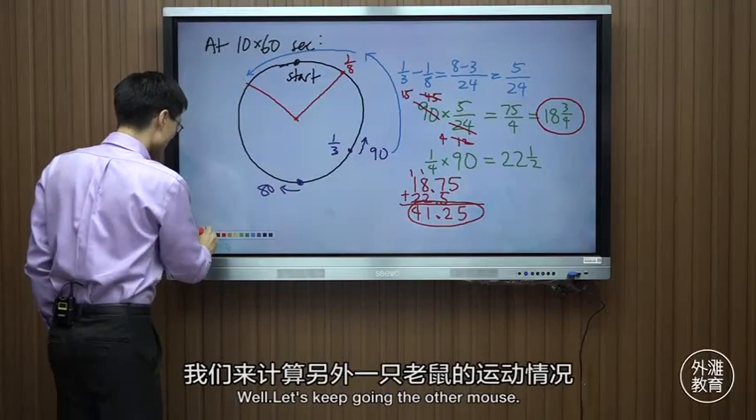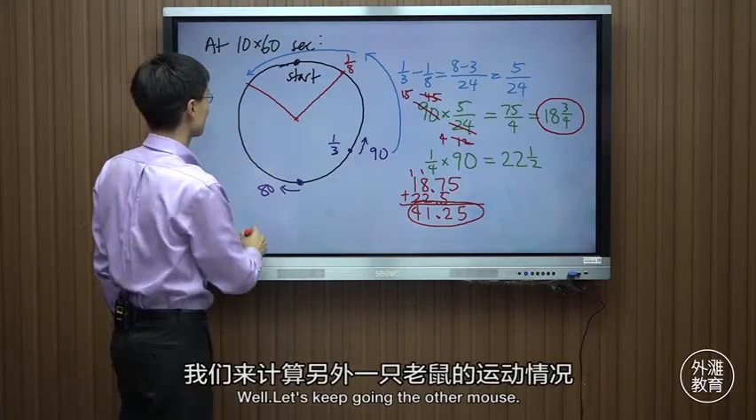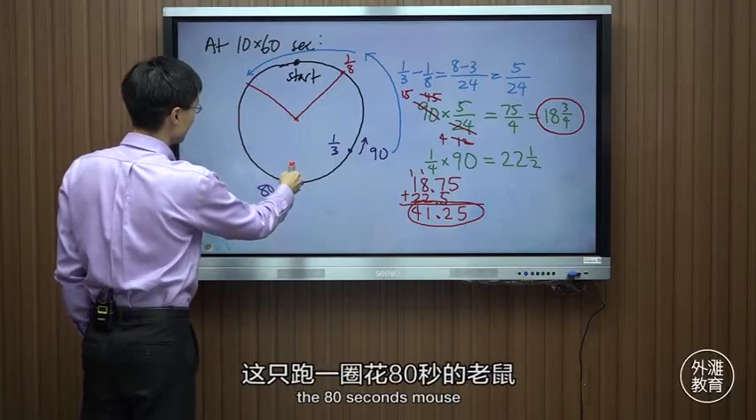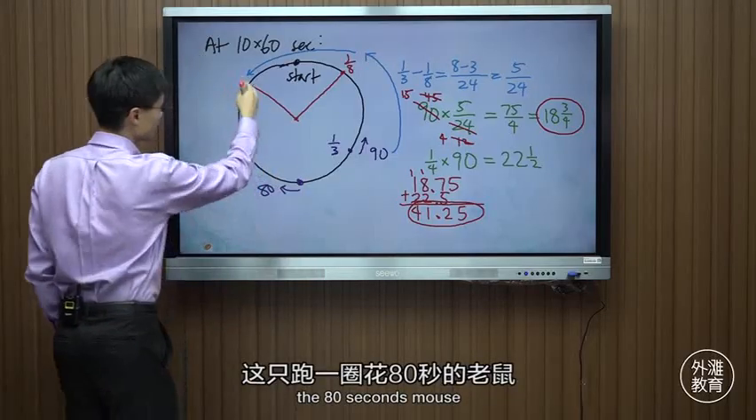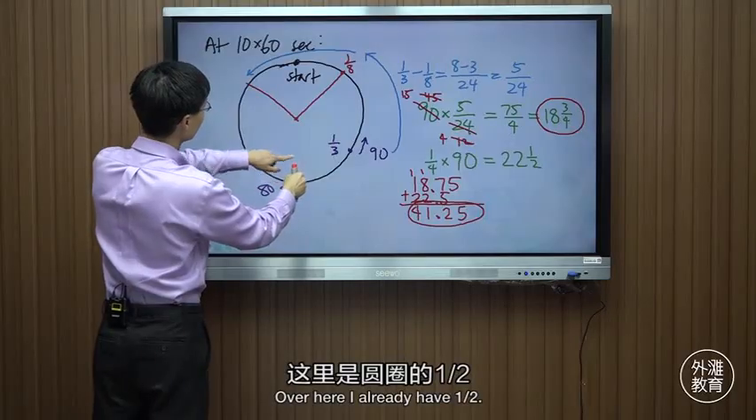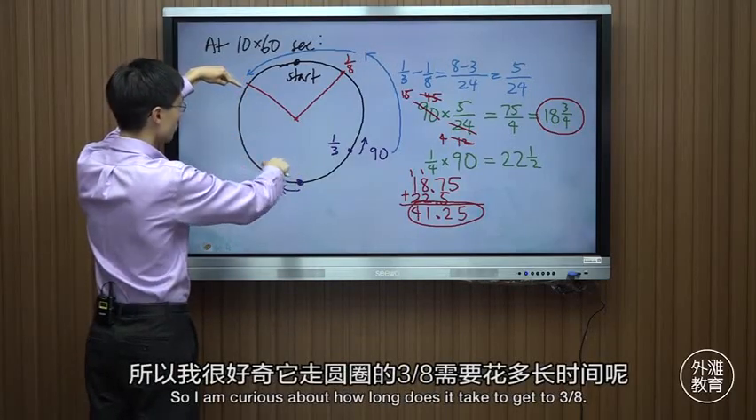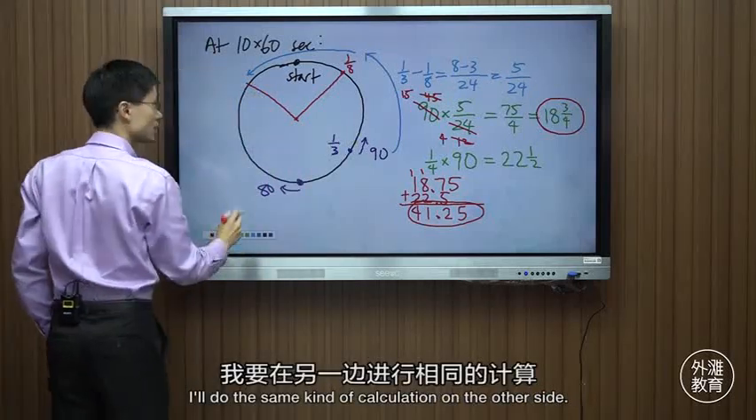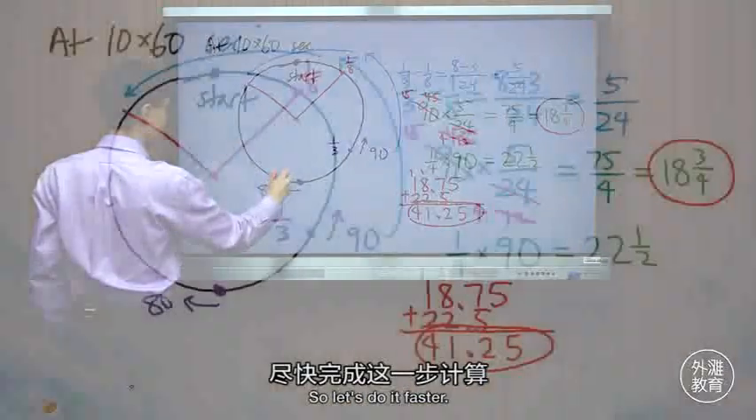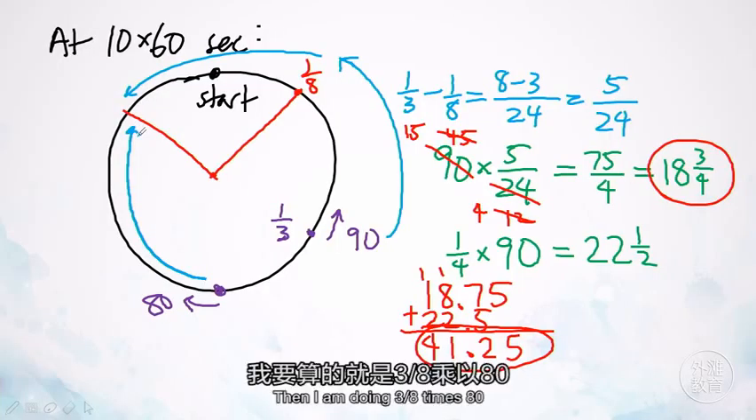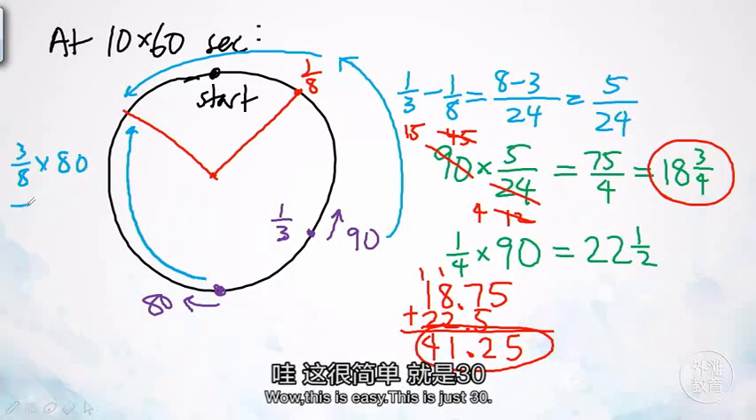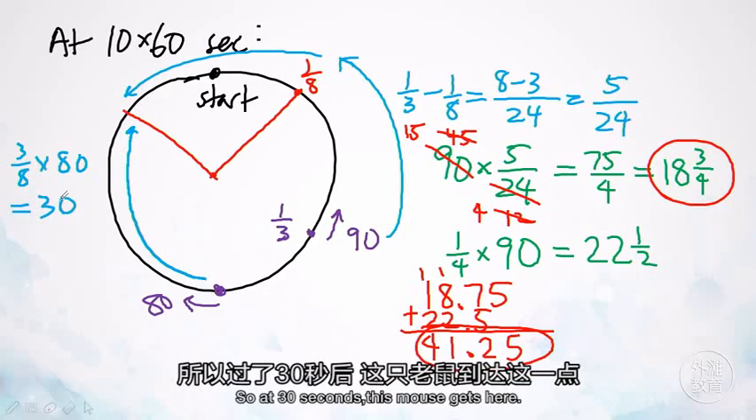Okay, well, let's keep going. The other mouse. So for the other mouse, I have 80, and this is an 80-second mouse. Over here, I'm already at half. This is at 1/8. So I'm curious, how long does it take to go 3/8? I'll do the same kind of calculations as the other side, so let's just do it faster. When I go to this part, then I'm doing 3/8 times 80. Oh, wow, this is easy. This is just 30. So at 30 seconds, this mouse gets here.